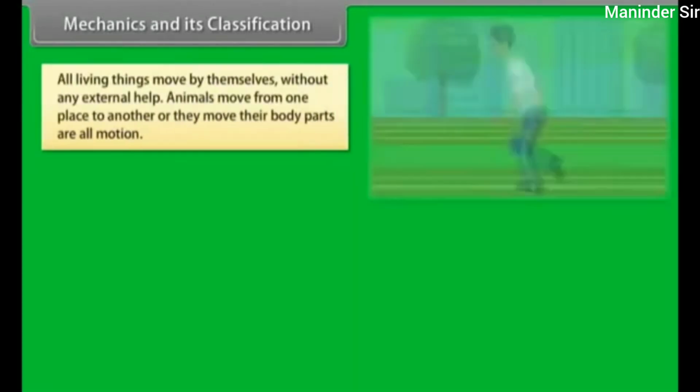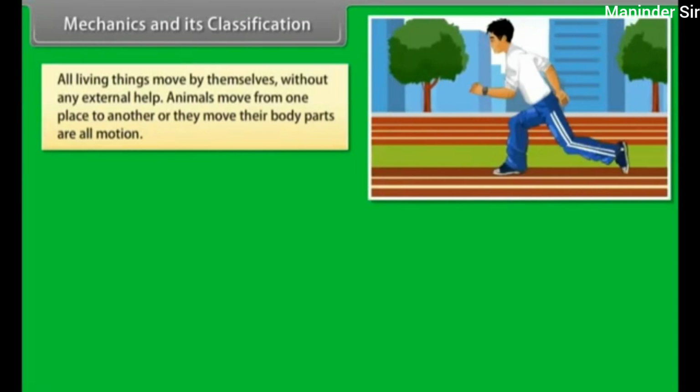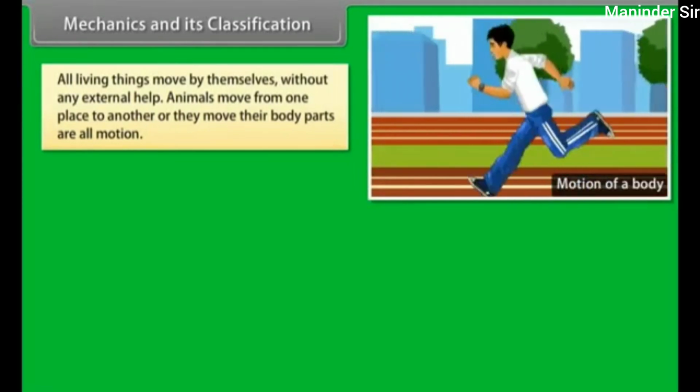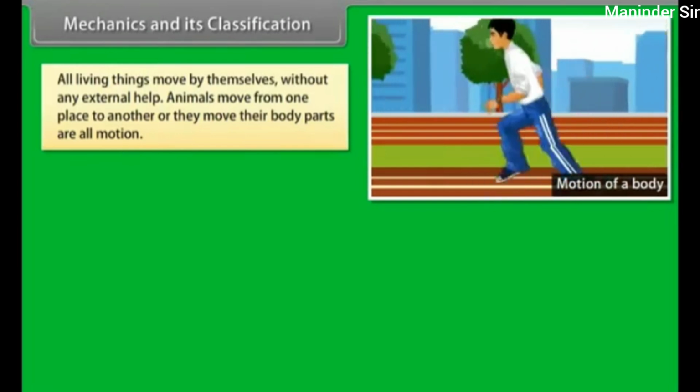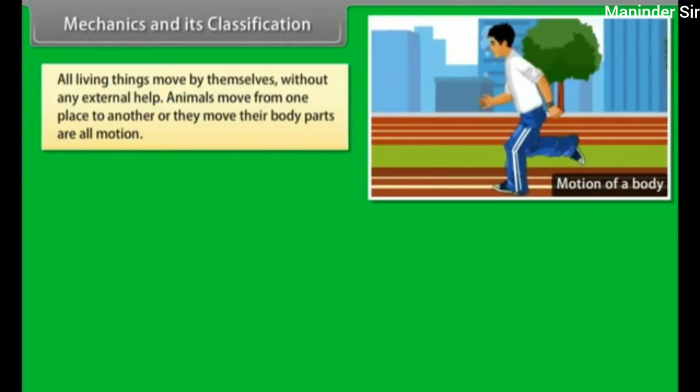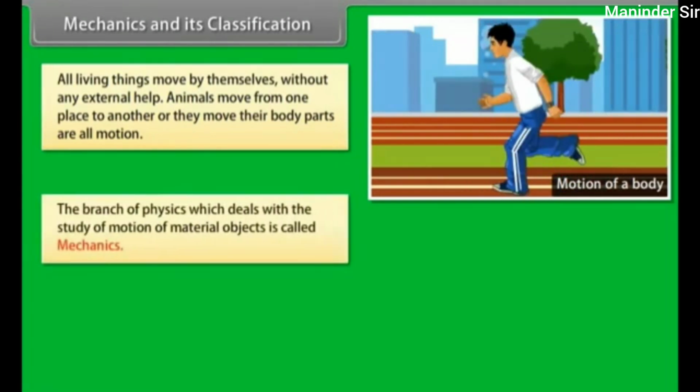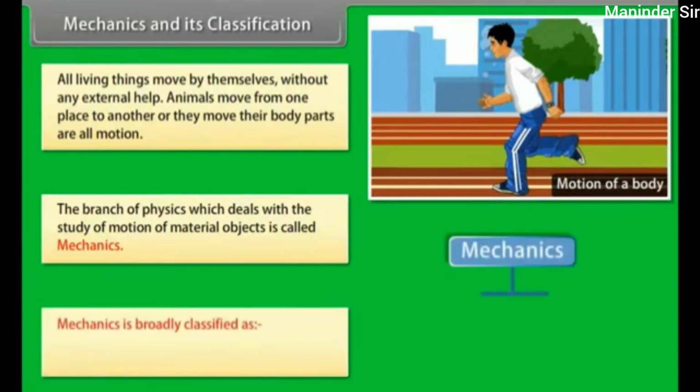Mechanics and its classification. All living things move by themselves without any external help. Animals move from one place to another, or they move their body parts; these are all motion. The branch of physics which deals with the study of motion of material objects is called mechanics. Mechanics is broadly classified as 1. Statics, 2. Kinematics.